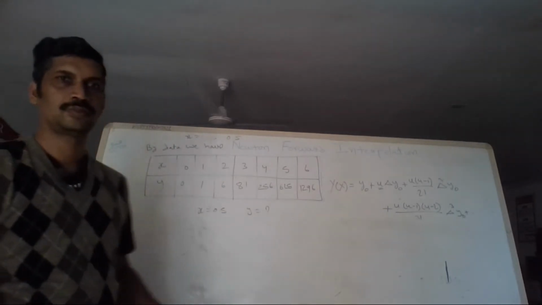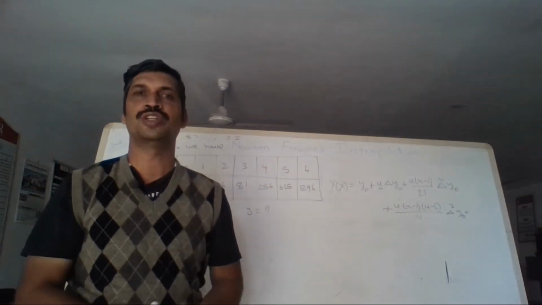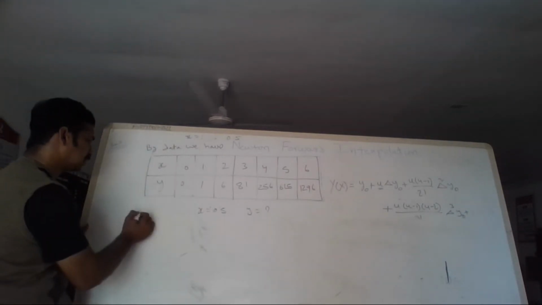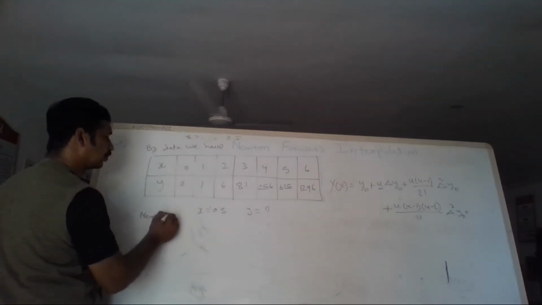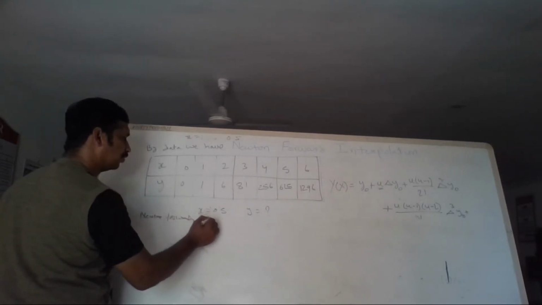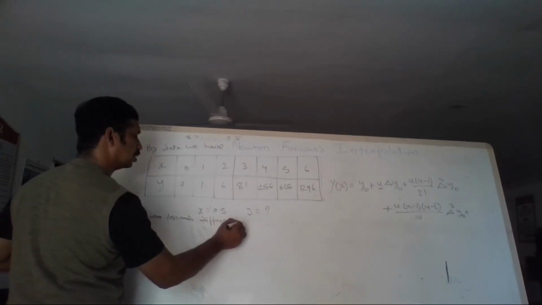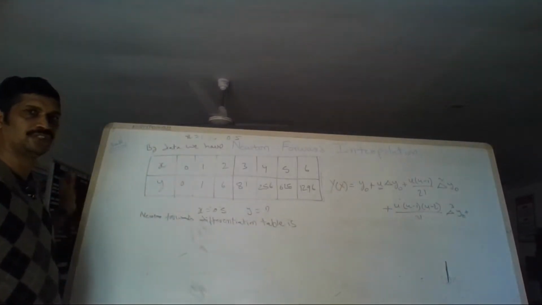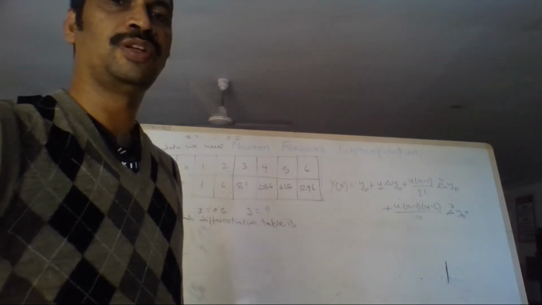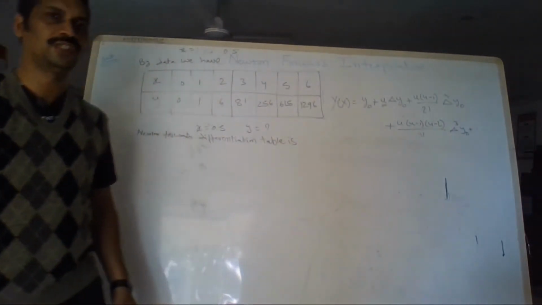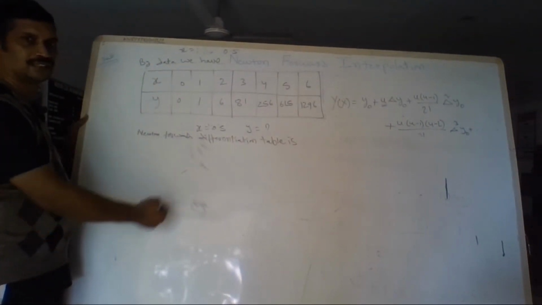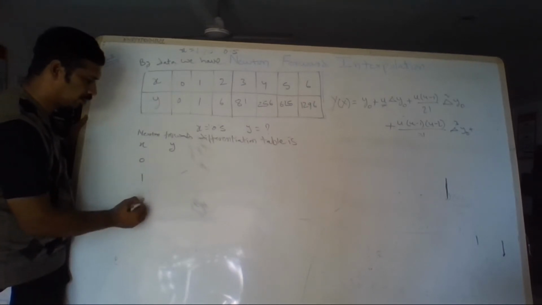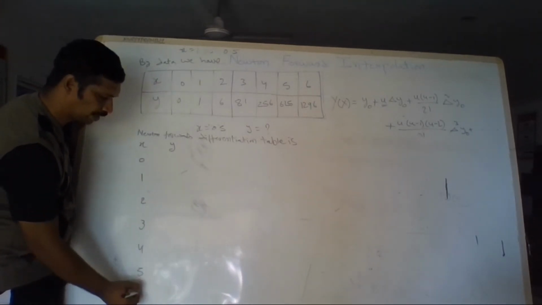This is the problem. For these types of problems, first we have to construct the Newton forward difference table. The Newton forward difference table: first we will write the values of x and the values of y. The x values are 0, 1, 2, 3, 4, 5, 6.